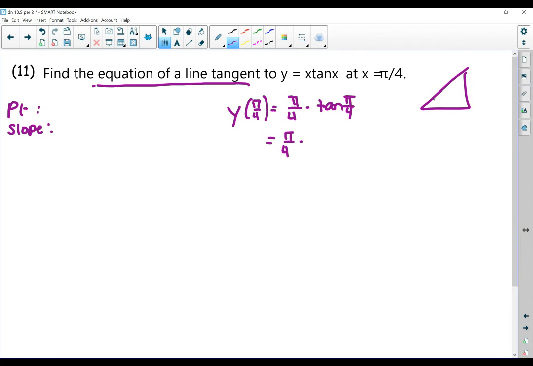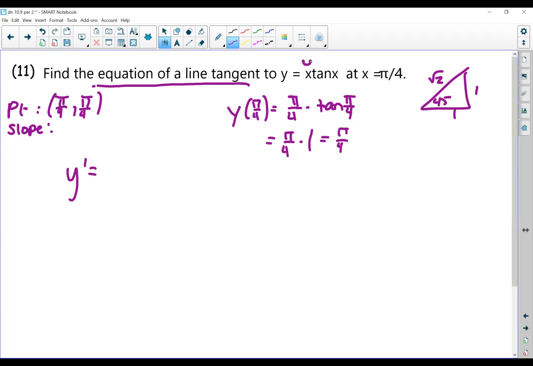Now pi over 4 is 45 degrees, guys. So it's 1, root 2, so the tangent is just 1. So it's pi over 4. Well, that's nice. My point is pi over 4, comma pi over 4. And this is why point slope form is going to become really friendly for us because of things like this. So now, to find my slope, I need the derivative.